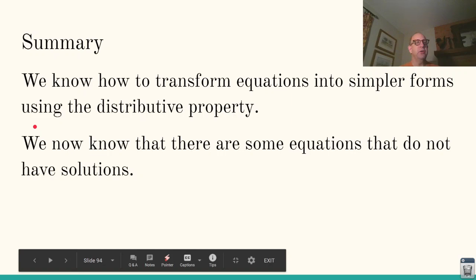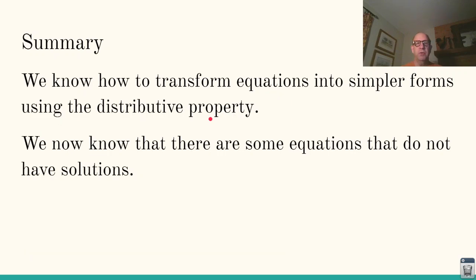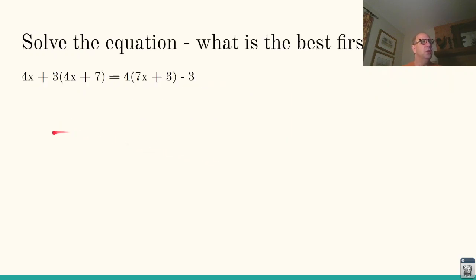All right, so we know how to transform equations into simpler forms using the distributive property, and we know that there are some equations that do not have solutions. So that's what we're going to do. We're going to simplify equations with the distributive property, and we're going to find out what it looks like when an equation has no answer. So let's solve this equation. 4x plus 3 times the sum of 4x plus 7 equals 4 times the sum of 7x plus 3 minus 3. So what's the best first step on this, right?